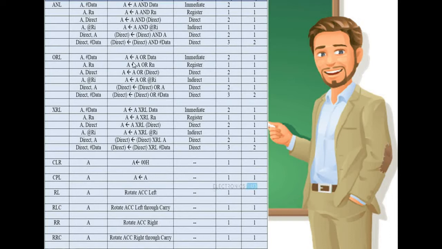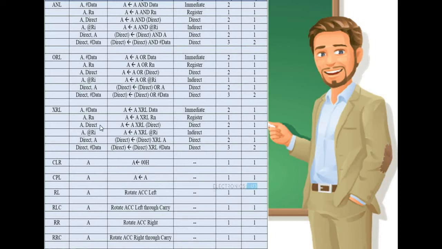So here, immediate data means the data is ORed with the contents of the accumulator. The data is ORed with the register along with the accumulator. The data is ORed with direct addressing mode of the accumulator. It is ORed with indirect addressing mode of the accumulator, and accumulator is ORed with direct addressing mode. Immediate data is ORed with direct addressing mode.